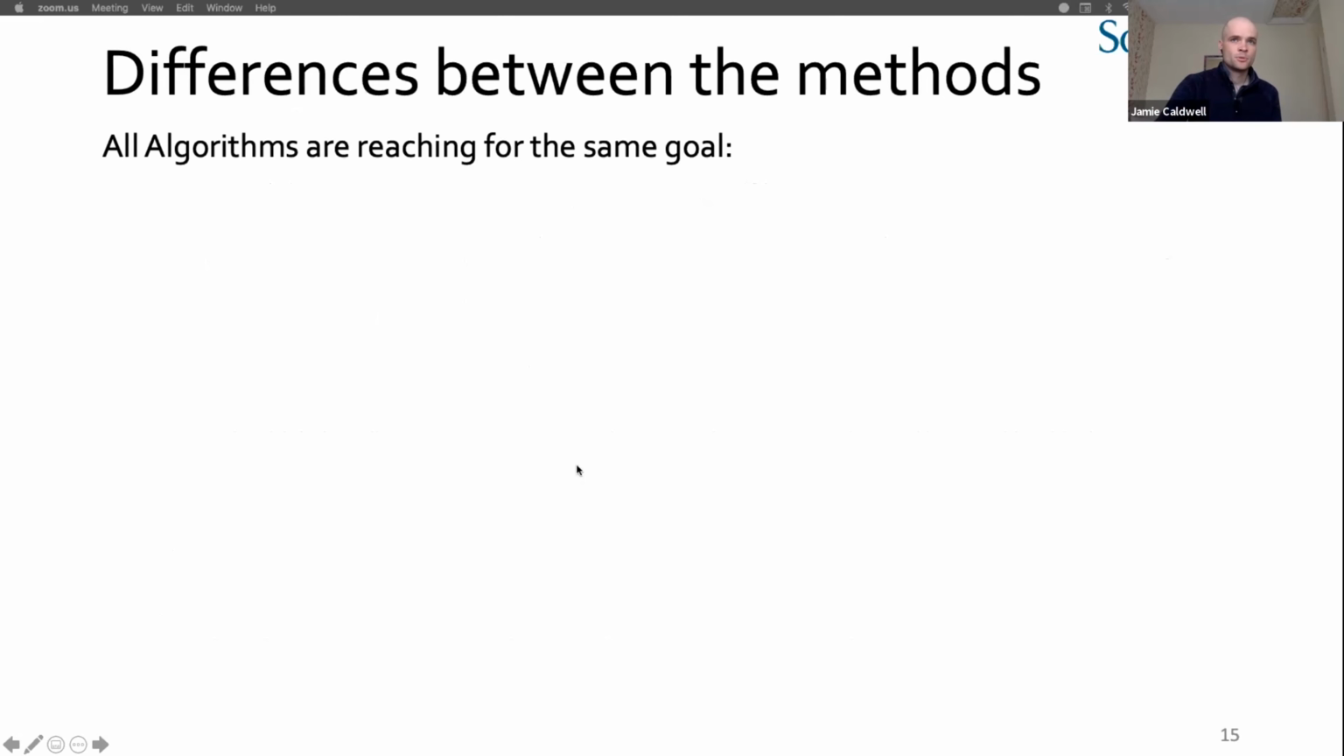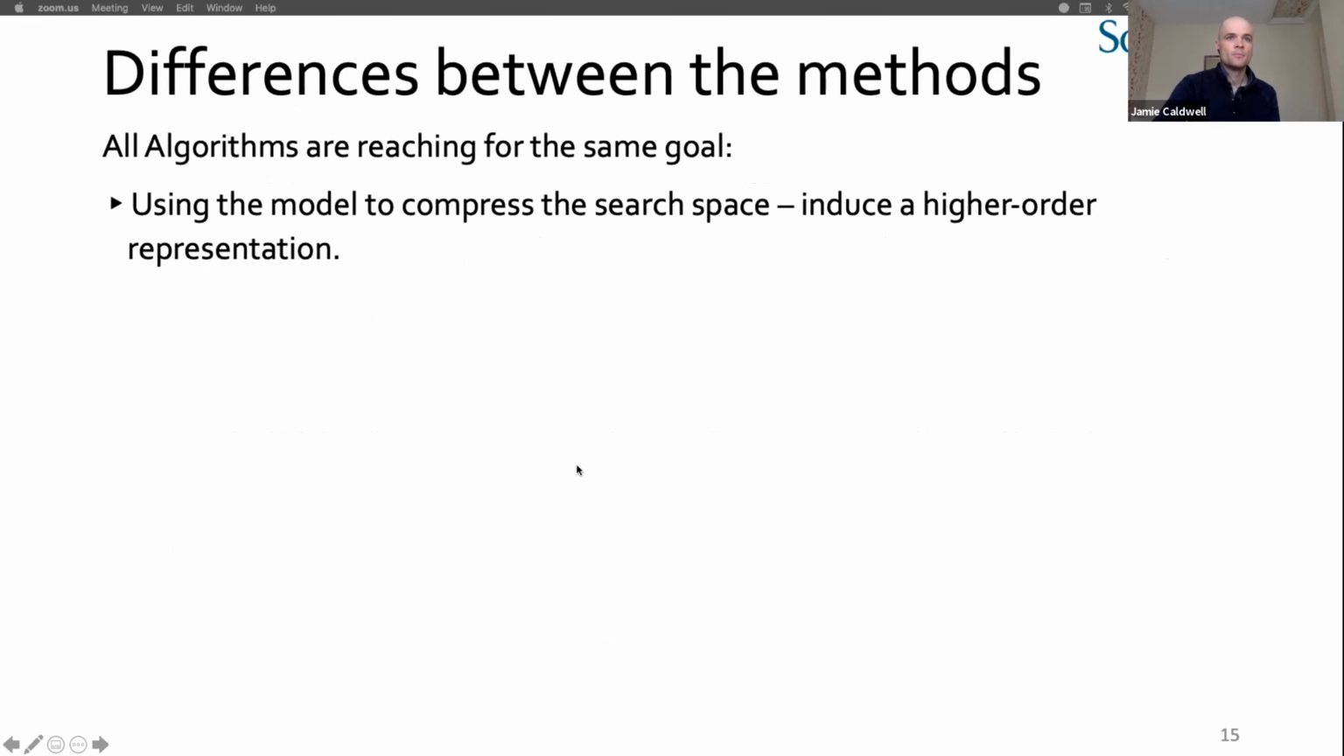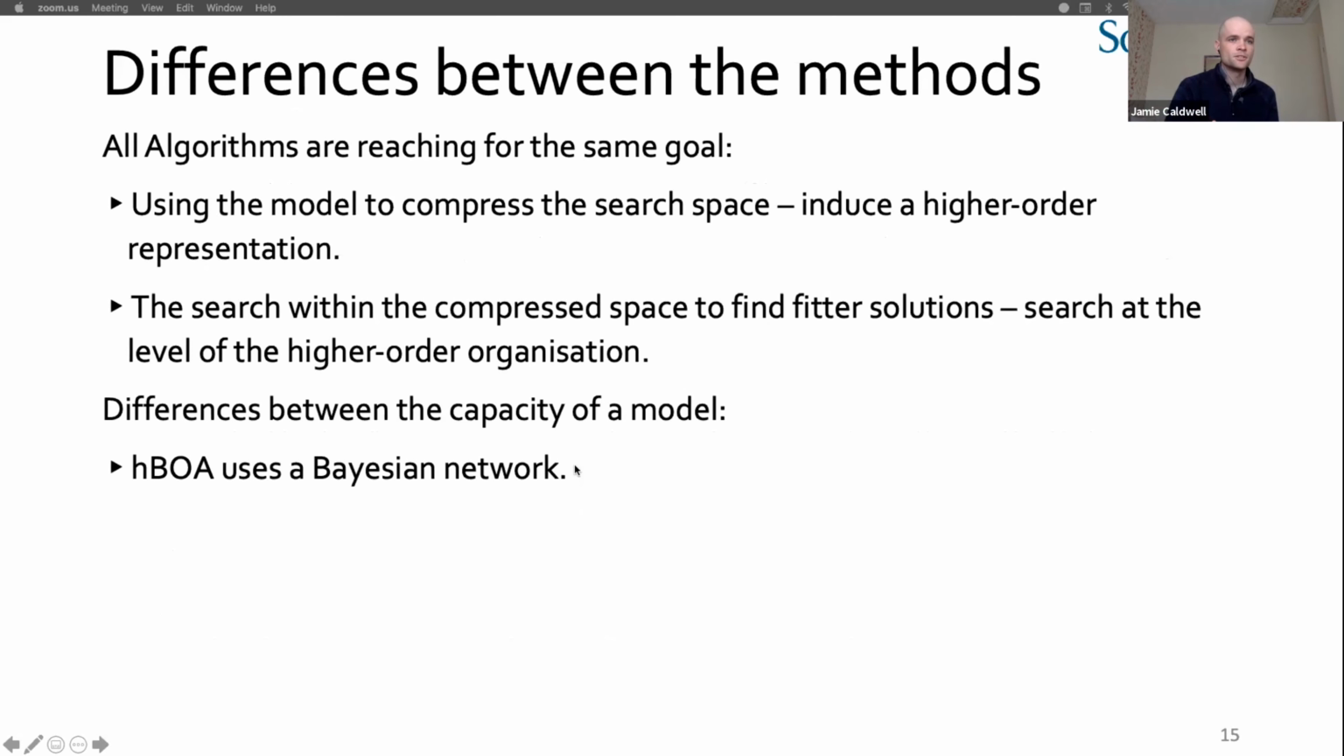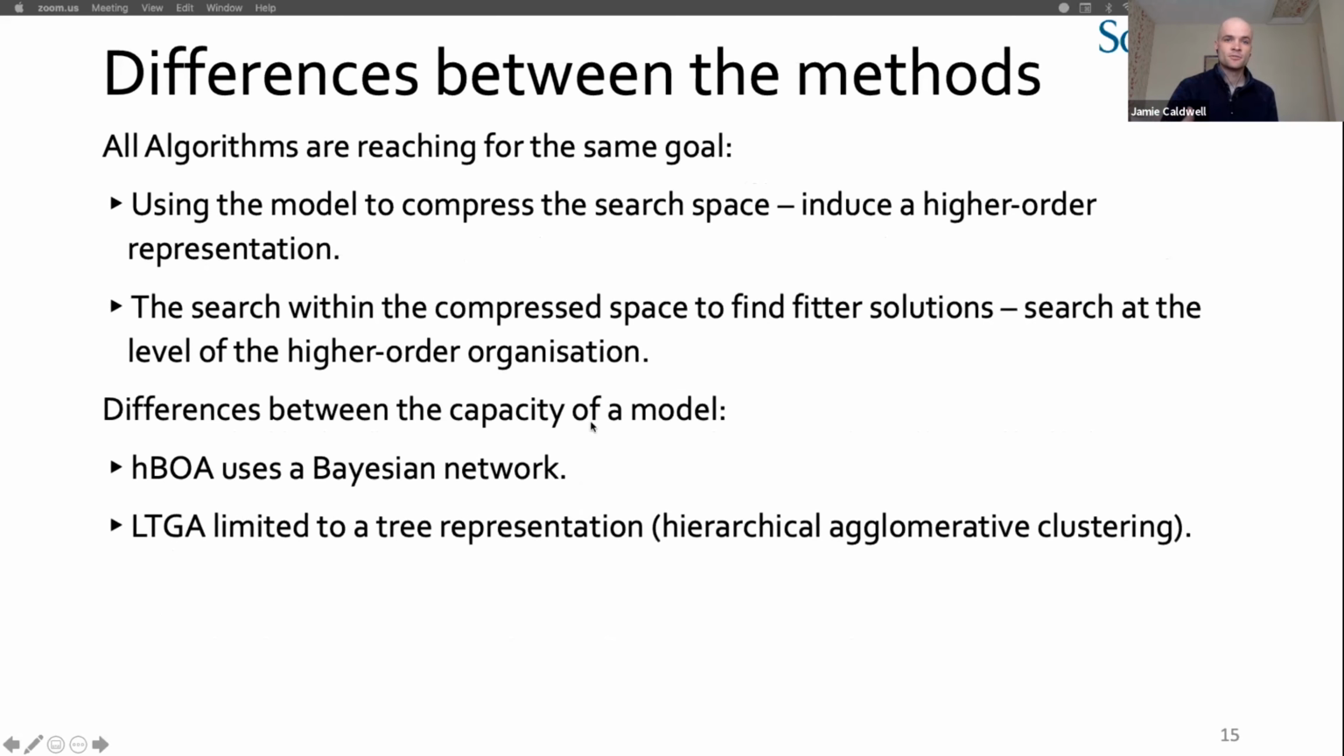So the differences between these methods: all algorithms are trying to reach the same goal. They're using the model to compress the search space and then searching within this compressed representation to find fit solutions. But there are subtle differences. And the first one is the model capacity. So the hierarchical Bayesian optimization algorithm uses a Bayesian network. The linkage tree genetic algorithm just uses a tree representation. And deep optimization uses a deep feed-forward neural network. So there are subtle differences there.